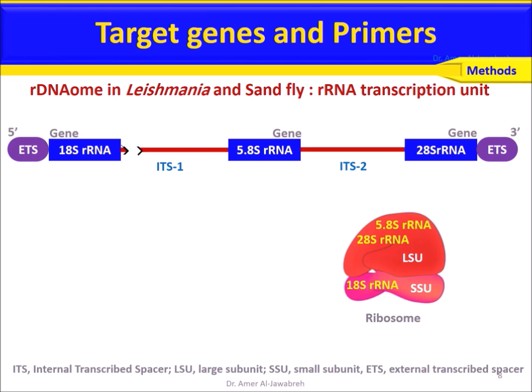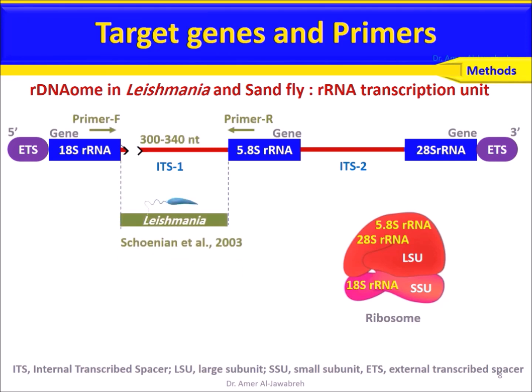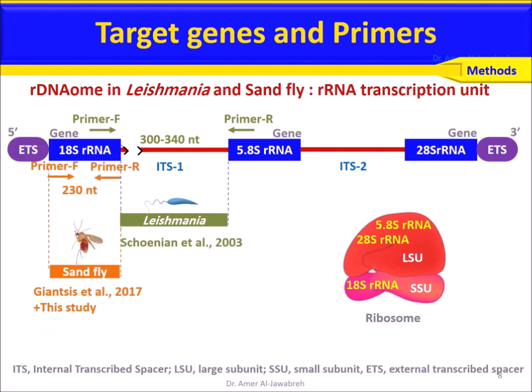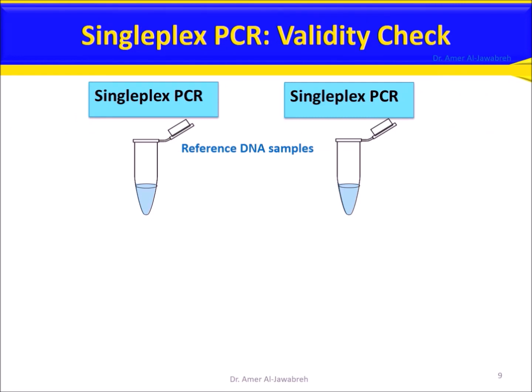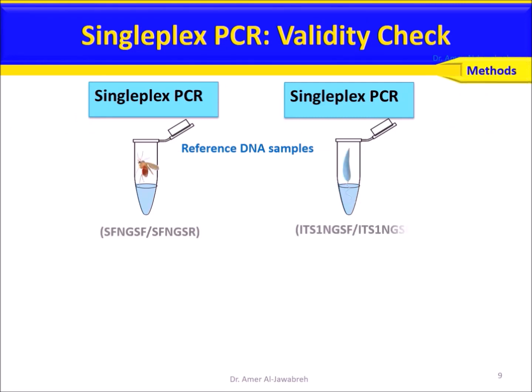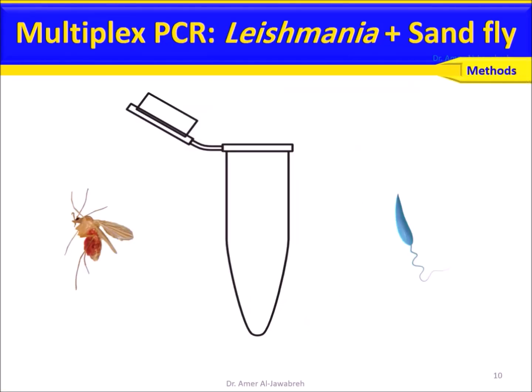Target genes and primers. The ribosomal RNA transcription unit, rDNA, in both Leishmania and sandflies was targeted. For sandflies, 18S ribosomal RNA was the target gene, while for Leishmania, ITS1 was the target. Methods: single-plex PCR. Both PCRs, sandfly and Leishmania, were run separately to check the validity of the system. Multiplex PCR, Leishmania and sandflies.